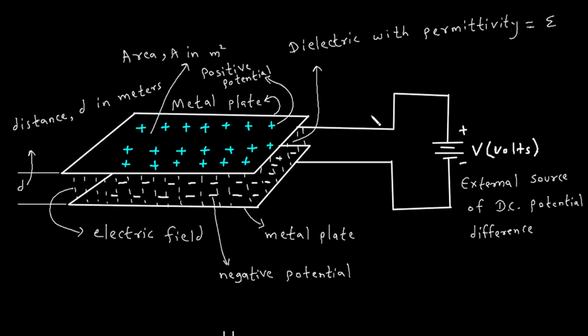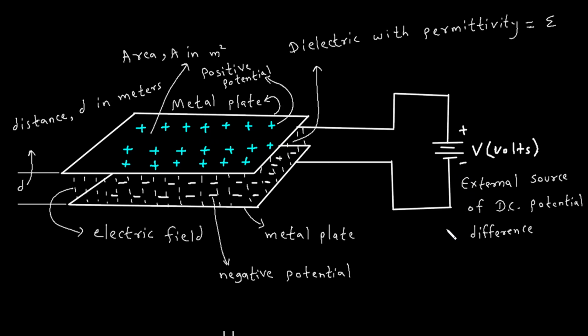Now here we can see this capacitor is connected to an external source of DC potential difference. So it is connected to a battery or a voltage source. Now here this positive terminal is connected to this plate. So this metal plate becomes positive. Here the charges are all positive.